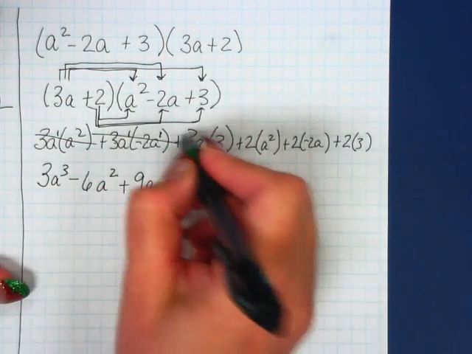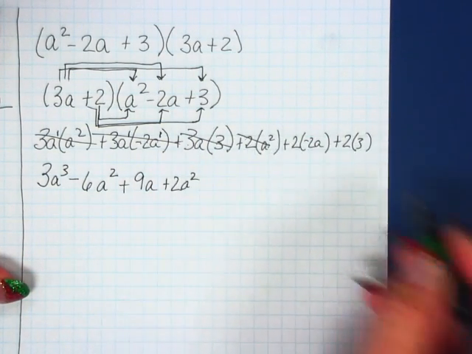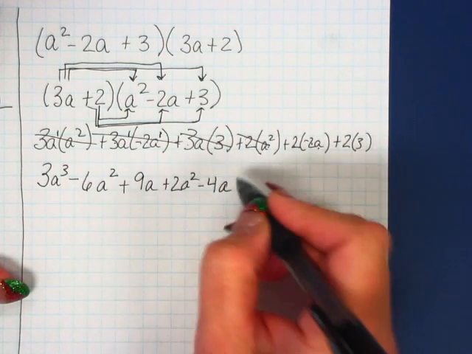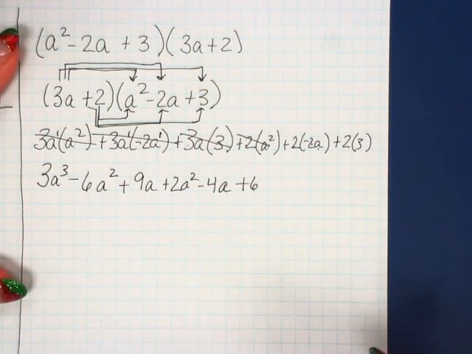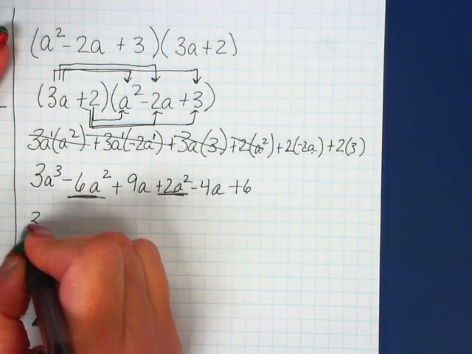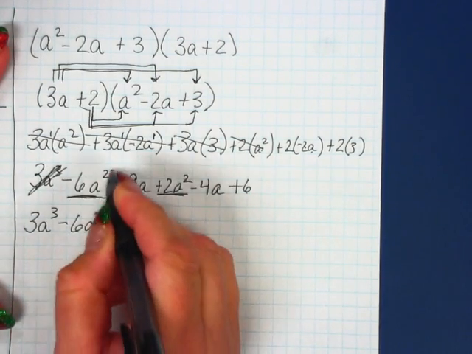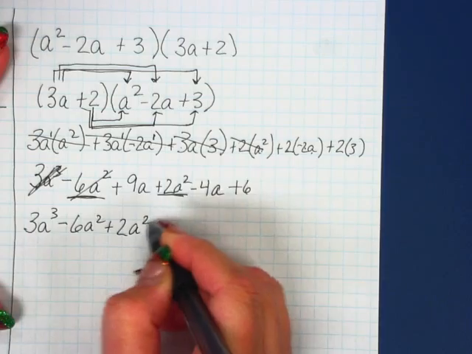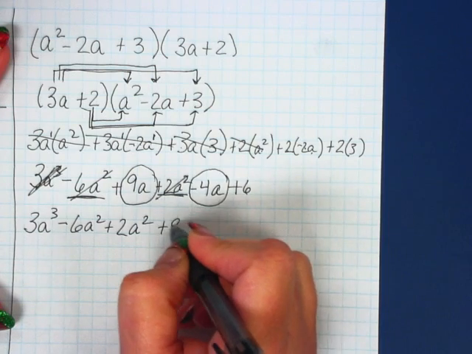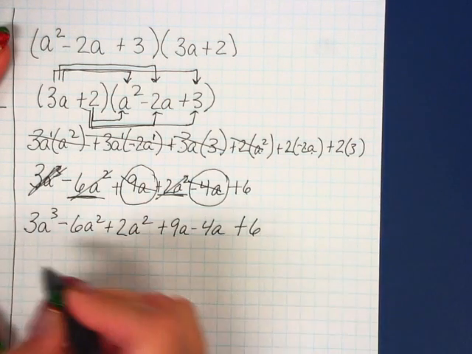Again, if you want to cross them off as you go, it might be helpful. 2 times a squared is 2 times a squared. 2 times negative 2 is negative 4, and then there's just the a. And then 2 times 3 is 6. Collect your like terms. So here's a squared and here's a squared. There's only one 3a to the third, minus 6a squared plus 2a squared. Here is a and an a, so plus 9a minus 4a, and then plus 6.